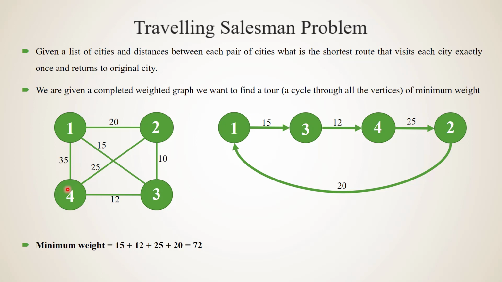Here I have 4 cities, 1, 2, 3, 4, and the distance between each pair of cities is given. So we have to find a cycle whose weight is minimum, and that cycle must include all the vertices only once. For the given graph, the cycle 1, 3, 4, 2, 1 is the cycle with minimum weight. The important thing to notice is that it is a complete weighted graph, that means there will be an edge between every pair of vertices. The edge weights are 15, 12, 25, 20, so the minimum cost to complete one tour is 72.